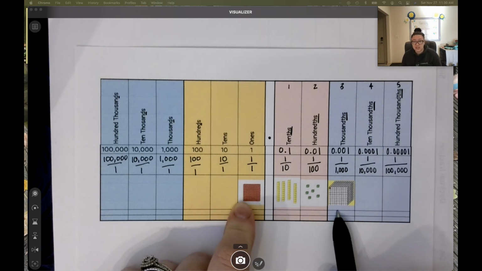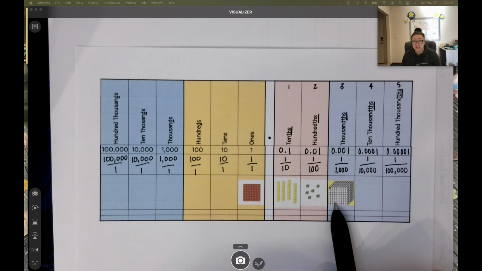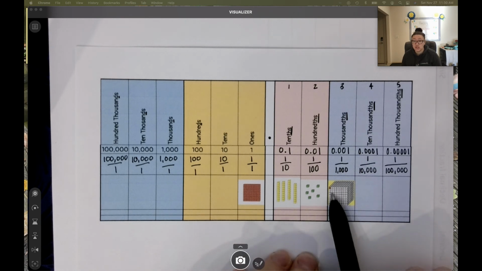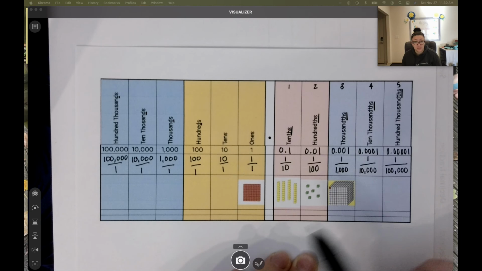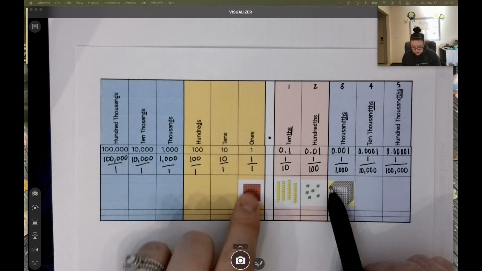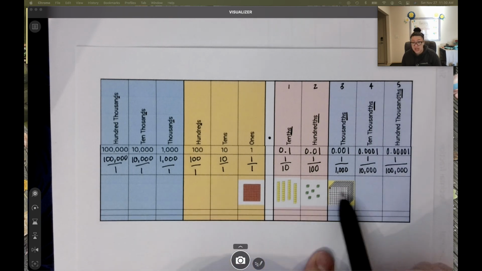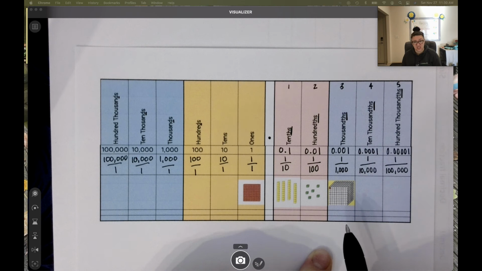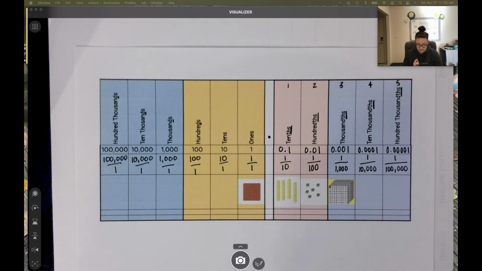And for the thousandths, we don't typically see visual representations of these, but if you did see it, this whole cube would be 1. So the value would change a little bit for this. But just this one piece out of that whole cube would be 1/1000th. That's a lot.